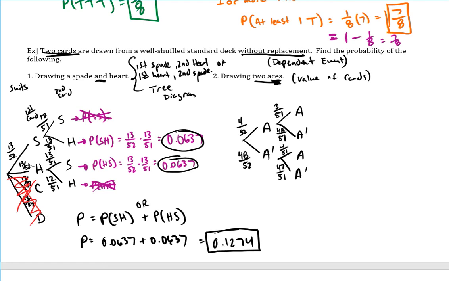And so, for our problem, all we care about in this is 2 aces in a row. This is the only place that it happens. And so that means we could just multiply the 4 out of 52 times the 3 out of 51. And so that would give us our final probability.